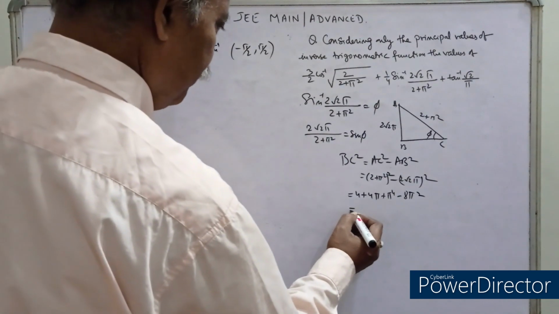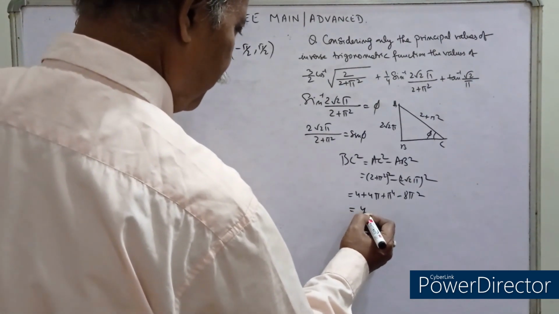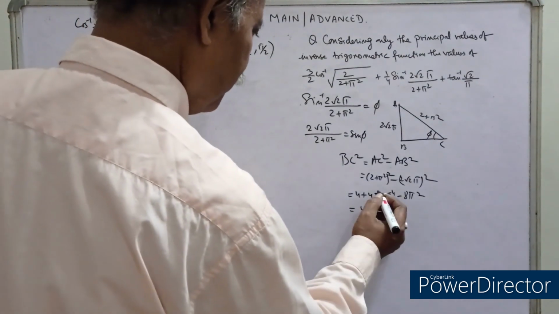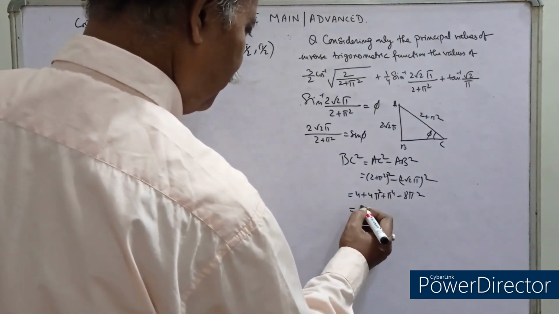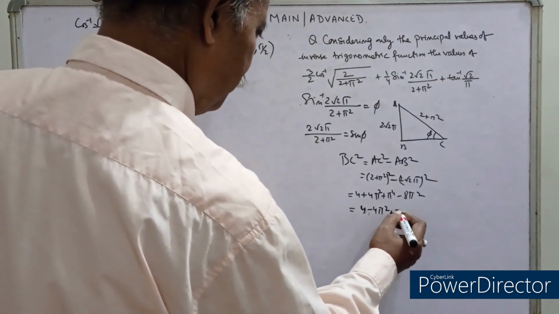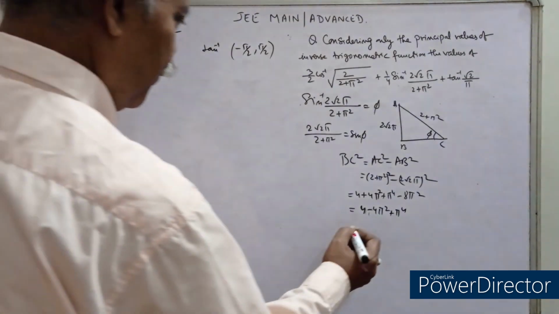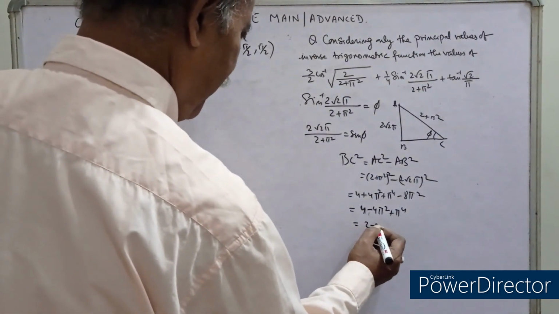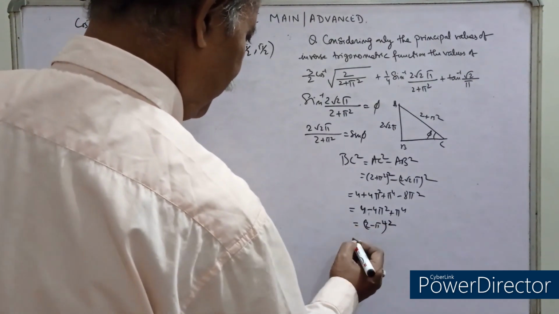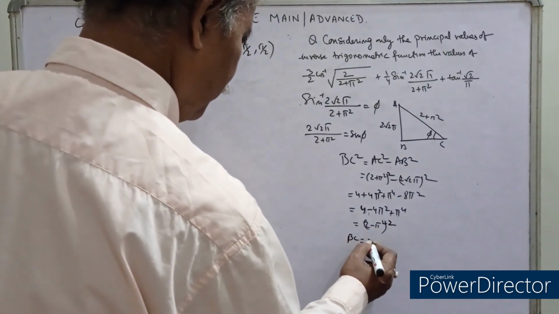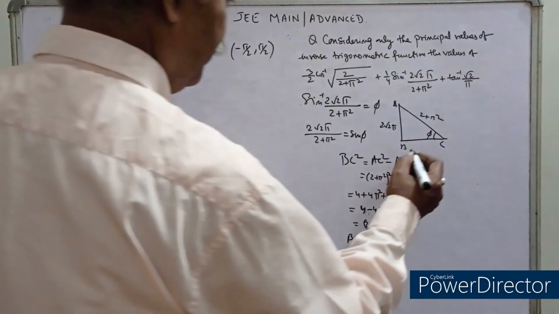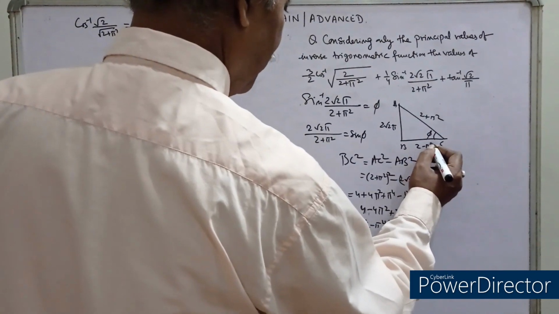So this comes out to be 4 plus 4 pi square plus pi to the 4, minus 8 pi square. So this will be 4 minus 4 pi square plus pi to the 4. So this will be 2 minus pi square the whole square. So your BC will be 2 minus pi square.